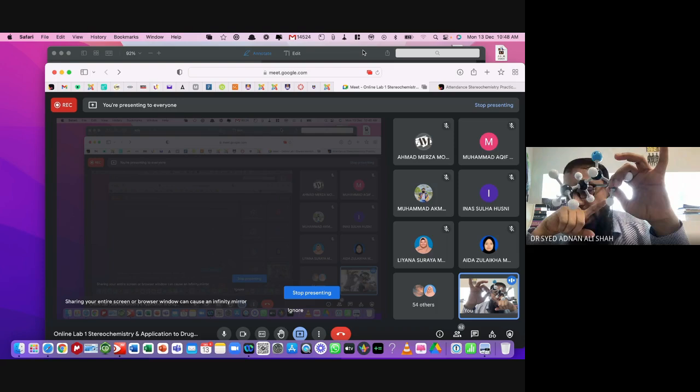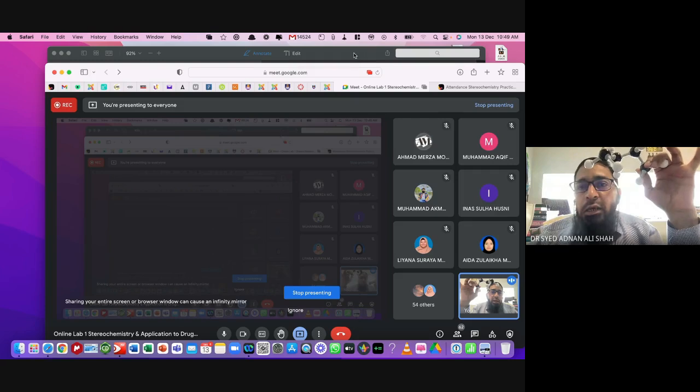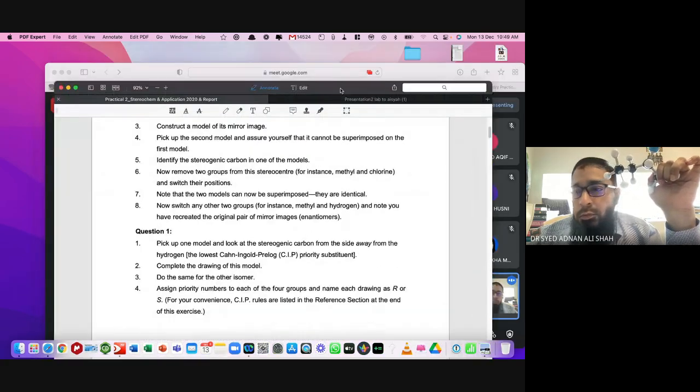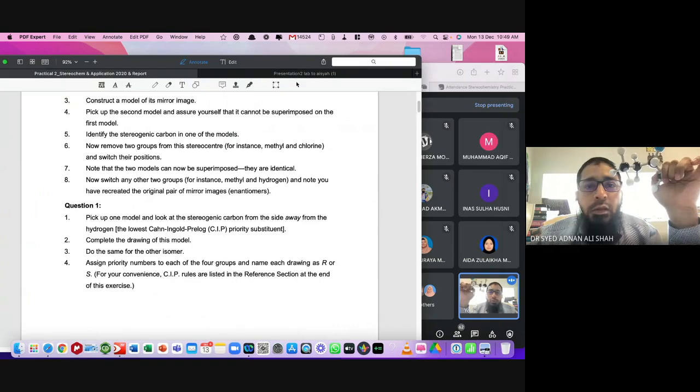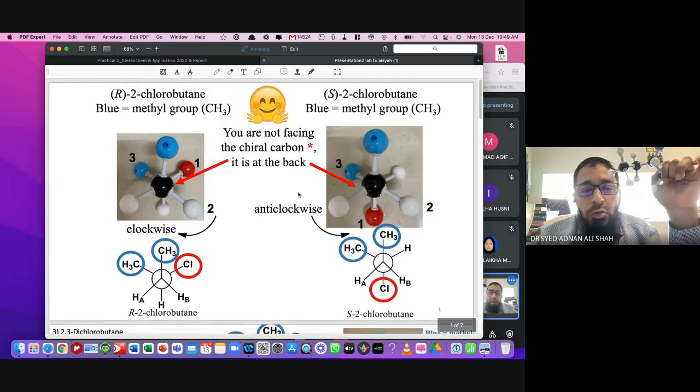So this is another example, an isomer of this. One is S-2-chlorobutane, the second one is R-2-chlorobutane. That's how you make the two models of this CIP, these two models of 2-chlorobutane, like this. So I'll tell you the example, this one.